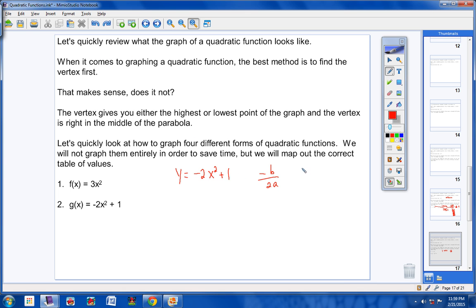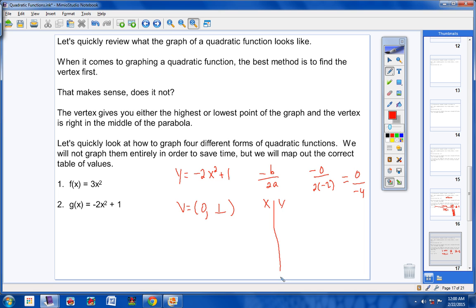So, where b is, I'm going to put a 0. And where a is, I'm going to put a negative 2. Because a is negative 2. Alright, but it really doesn't matter. 0 over negative 4 is going to be 0. So my vertex is 0, comma, blank. Alright, so come back over here and put a 0 in for x. 0 times 0 is 0, times negative 2 is 0, plus 1 is 1. So there's your vertex, 0, 1.